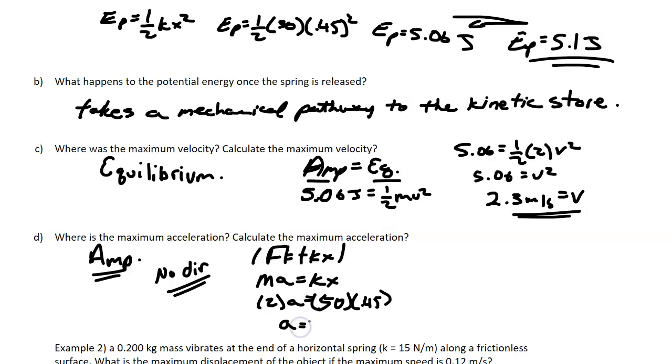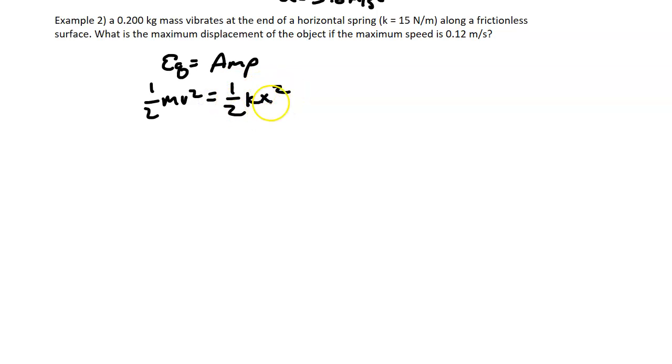And when you solve for that acceleration, you're going to get 5.6 meters per second squared at the amplitude. Again, to 2 significant digits. Taking a look at this last example, 2 points along here, the energy at the equilibrium is equal to the energy at the amplitude, which means 1/2 mv squared is going to be equal to 1/2 kx squared, where that x is representing the displacement at the amplitude.